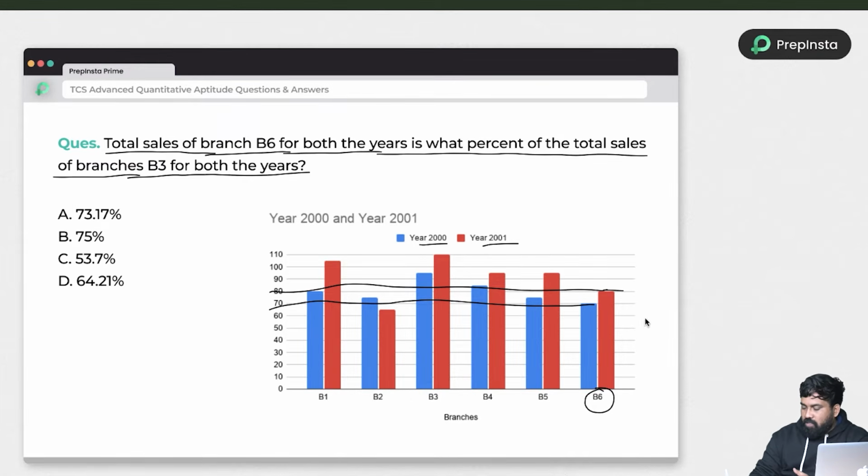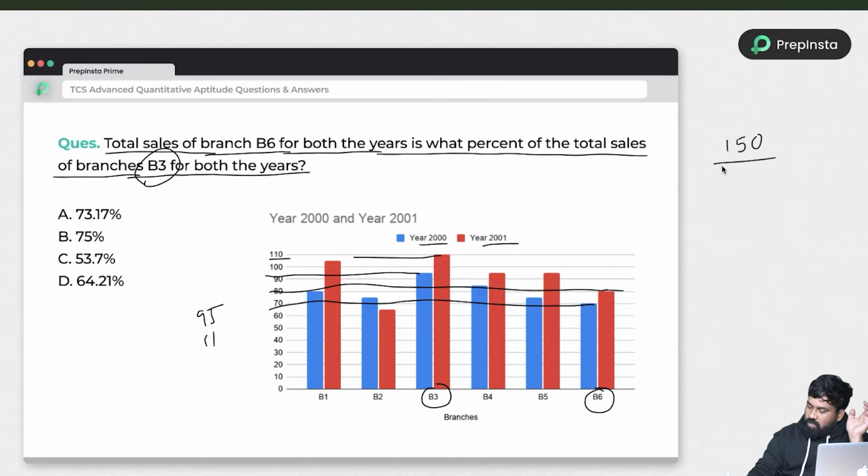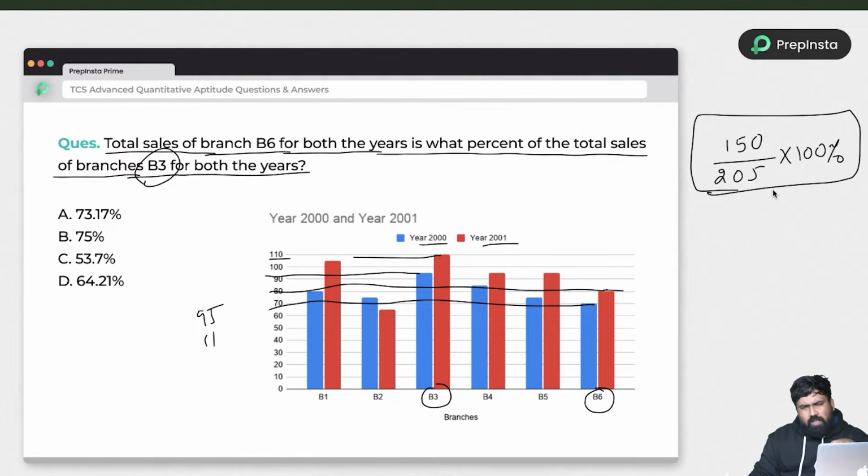80 and 70, right? So B6 is 80 plus 70, which is 150, and it is what percentage of B3 in both the years? B3 in both the years. See, it is somewhere between 80 and 90, and 100. So 95, and here it is 110. So total 205. Guys, whenever I have to convert this to a percentage, if they are providing a virtual calculator it is fine, but if you don't have time and don't want to waste your valuable time on a virtual calculator, you can do the problem by seeing itself.